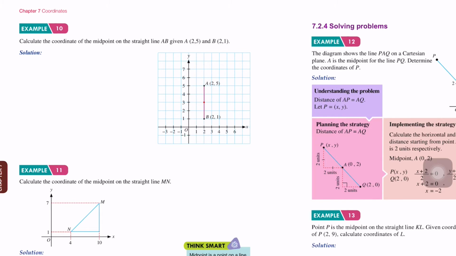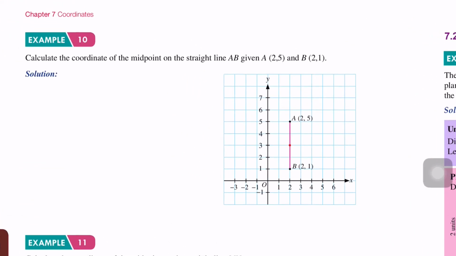So now let's try example 10. Calculate the coordinate of midpoint of straight line AB, given that A is 2, 5, B is 2, 1. So daripada sini kita boleh je terus tengok, midpoint dia is 2, 3. Tapi kita nak cuba guna midpoint formula, dapat tak? So for example, saya labelkan this is x1 y1, this is x2 y2.